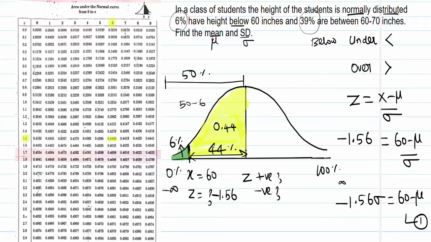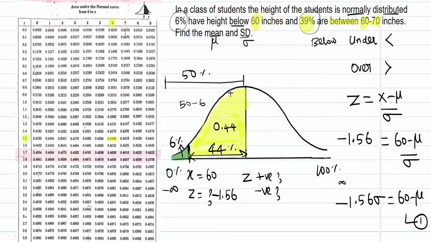Now let us go for the second data which has been given to us. The second data says 39% of the students have height between 60 to 70 inches. So the keyword over here is between. The 60 line has already been marked. So starting from 60 to 70, how much of the percentage has to be covered? I need to cover 39% of data. So starting from this line, which is x equal to 60, I need to cover 39%.